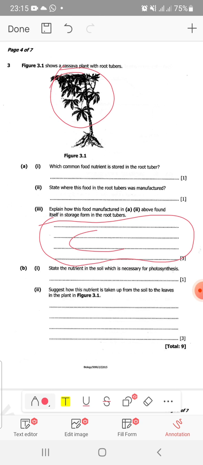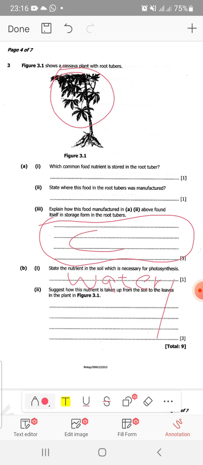B, state the nutrient in the soil which is necessary for photosynthesis. The nutrient in the soil which is necessary for photosynthesis is H2O, water. Water is a nutrient which is necessary for photosynthesis, and it is found in the soil. Remember, photosynthesis is the reaction between carbon dioxide and water in the presence of sunlight energy and chlorophyll. Okay.